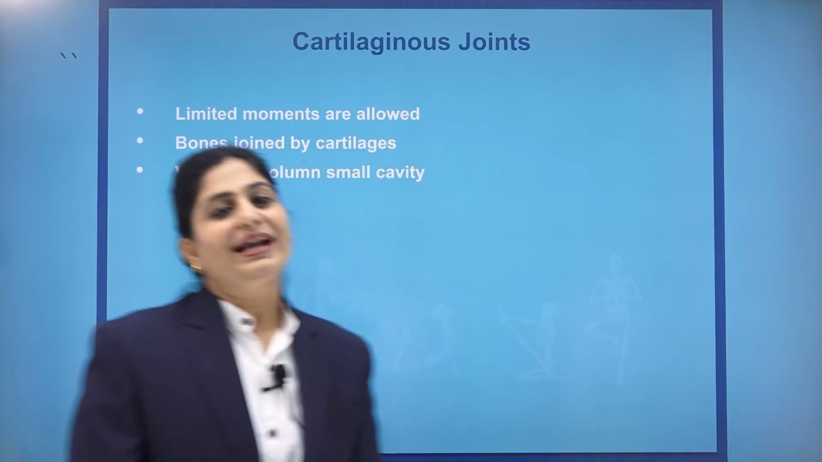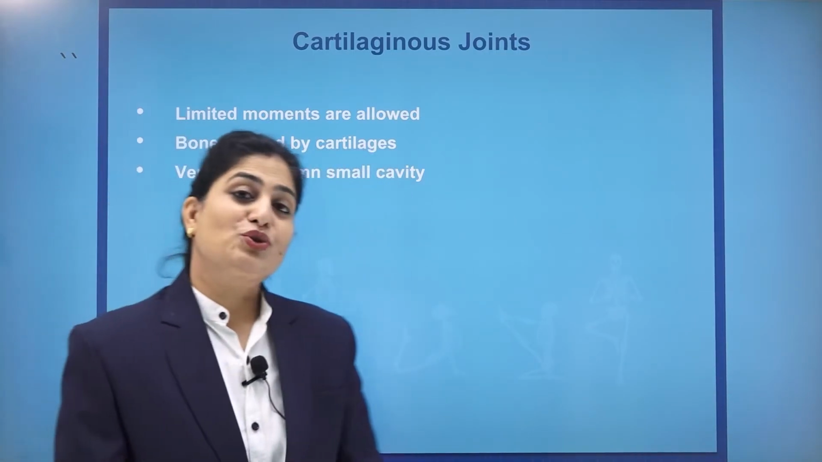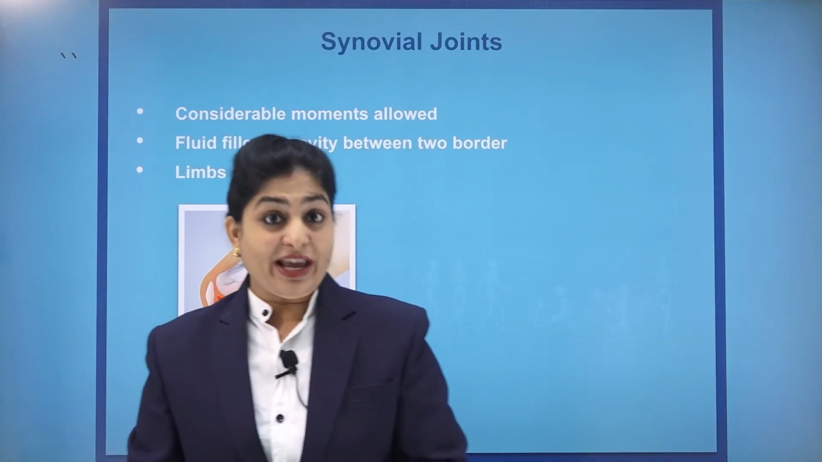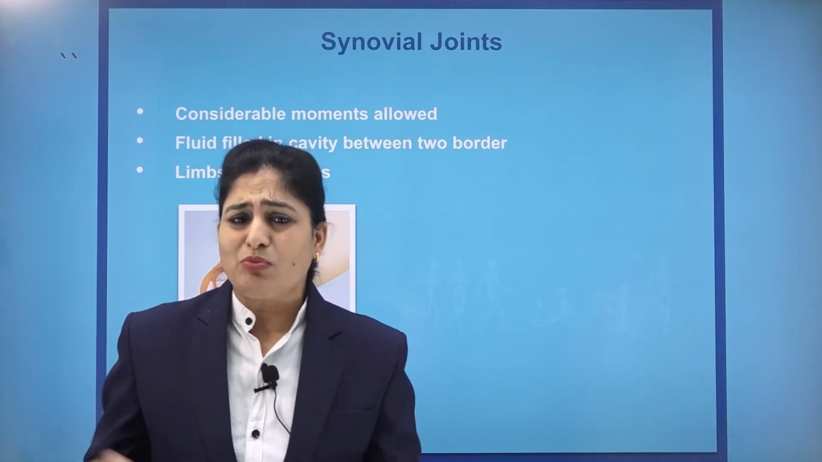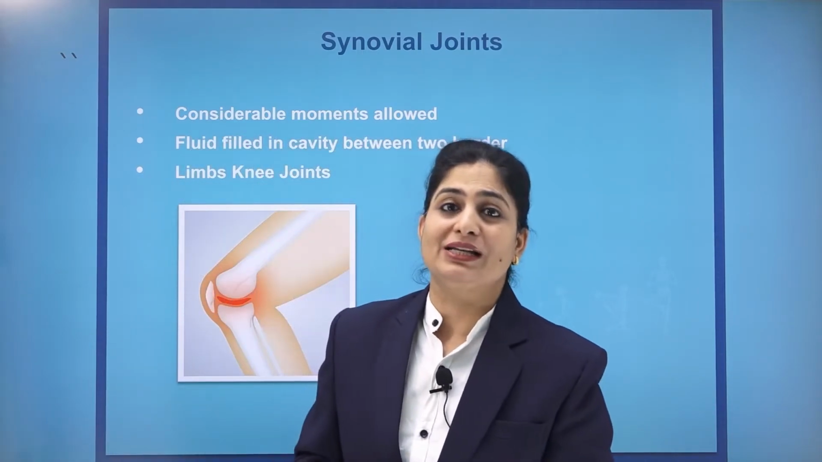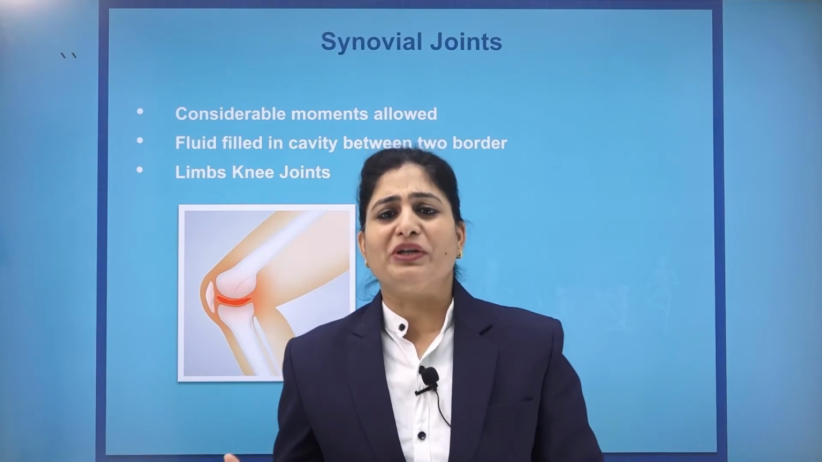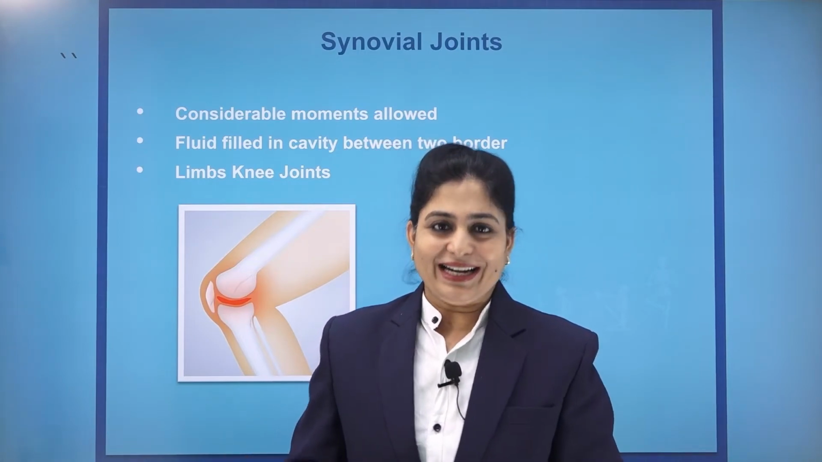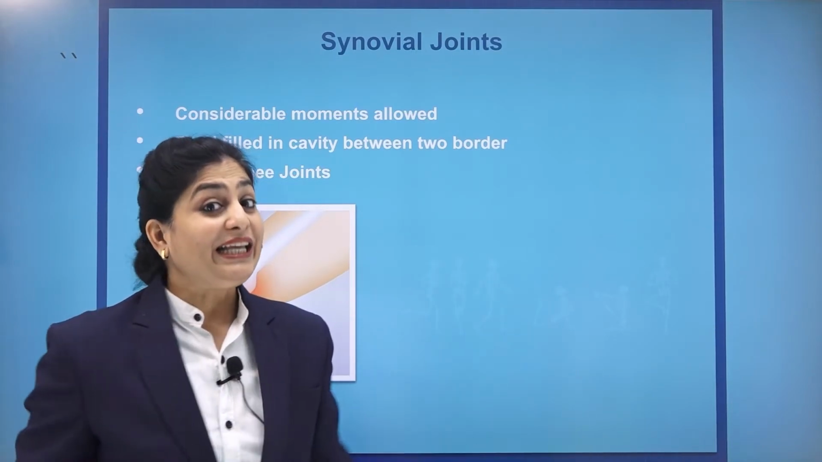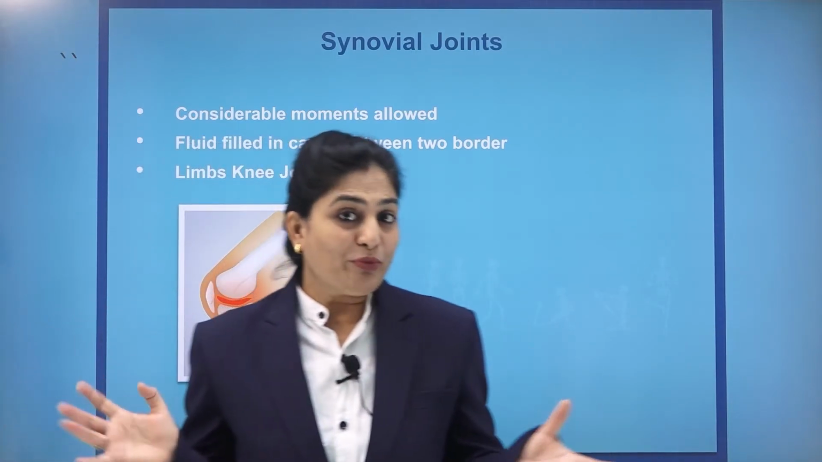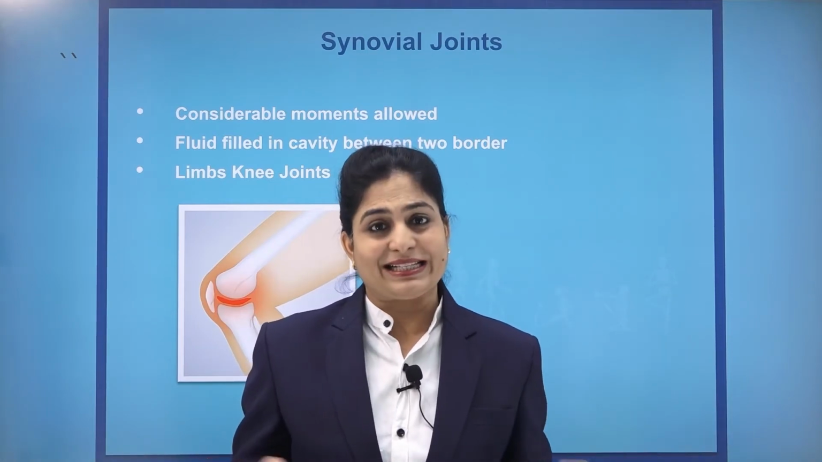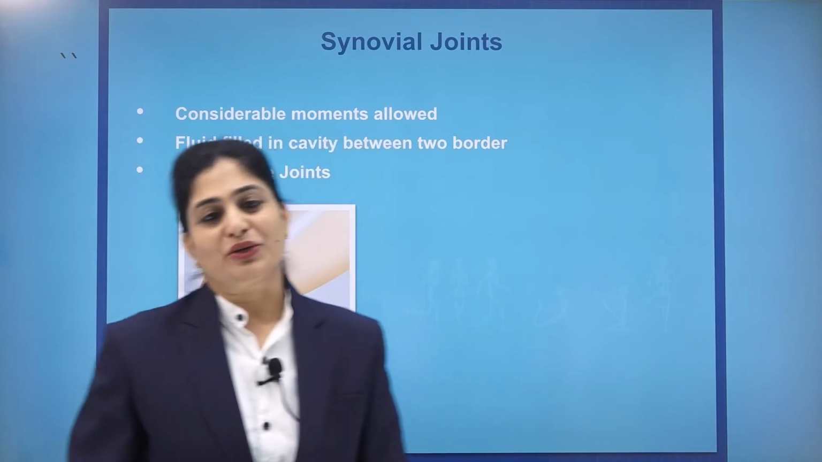Let's move further to the third type of joint, that is the synovial joint. In this synovial joint, we have observed that considerable movement is allowed because a good amount of fluid is filled in that cavity between two bones. Let us discuss the examples: the limb joints, the knee joints. That means a good movement is there and we can move our hands, our arm very easily. So that is the synovial joint.